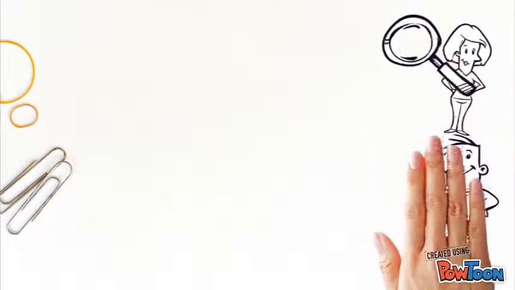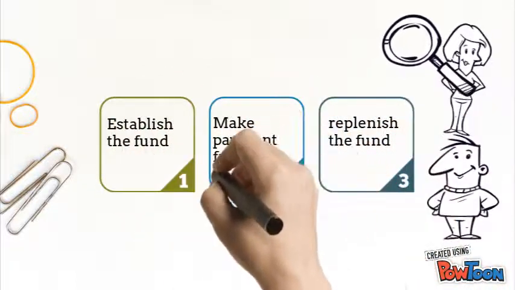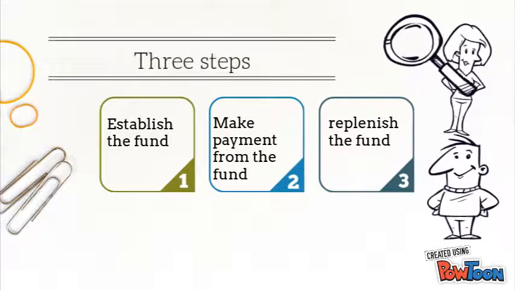So now we can take a look at the steps involved with Petty Cash Fund. The first step is to establish the fund. Second step is making payments from the fund, and third step is replenish the fund. Let's go to the first step of establishing the fund using the example.